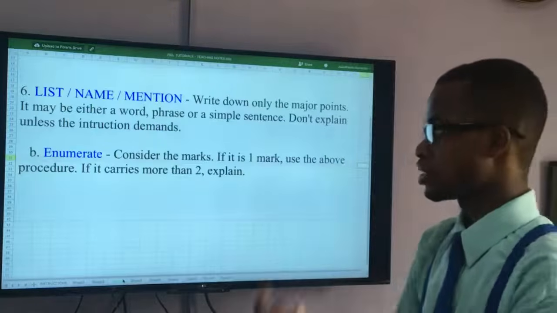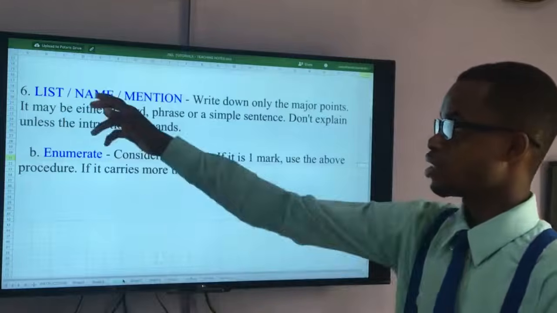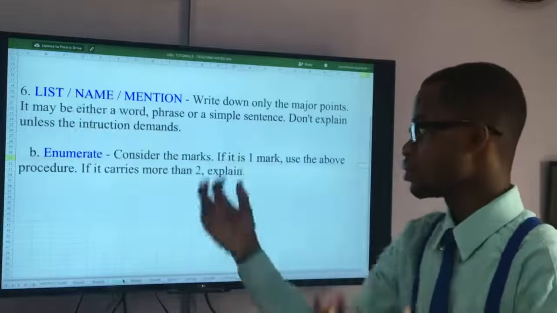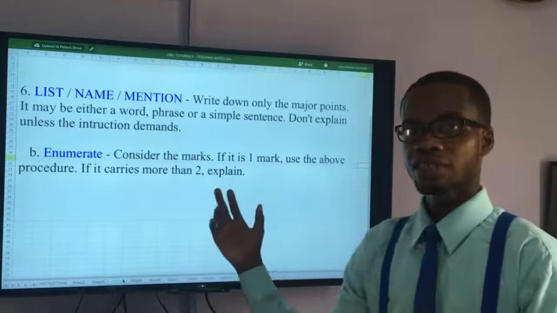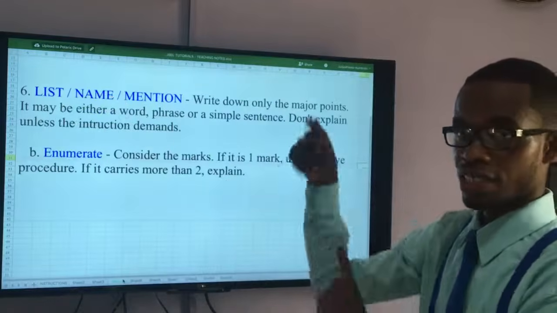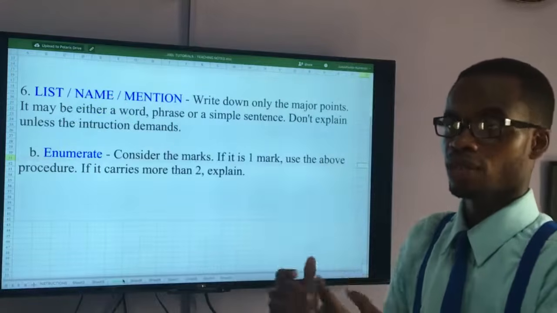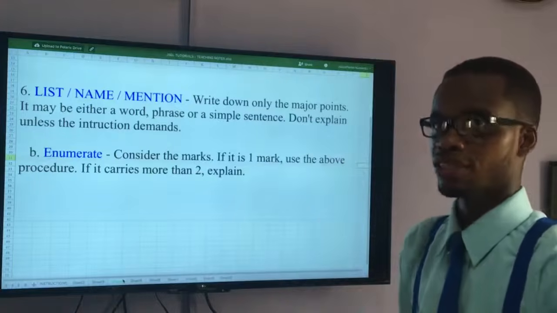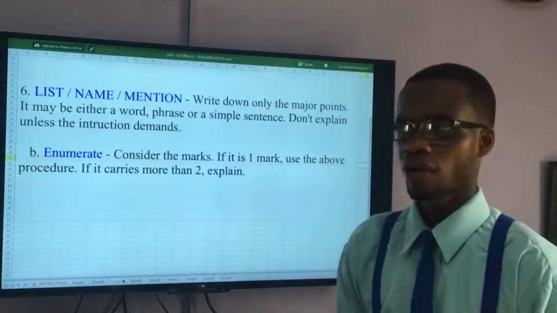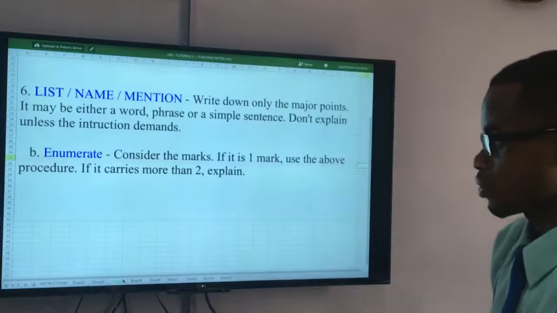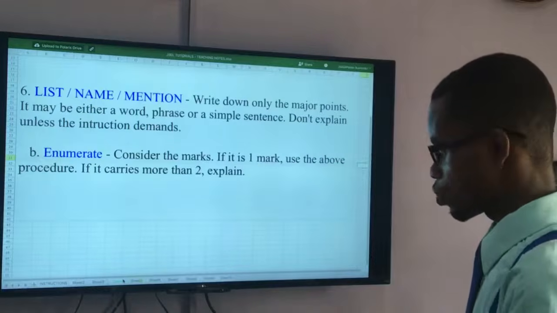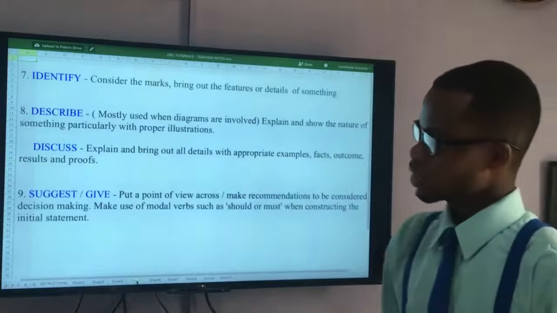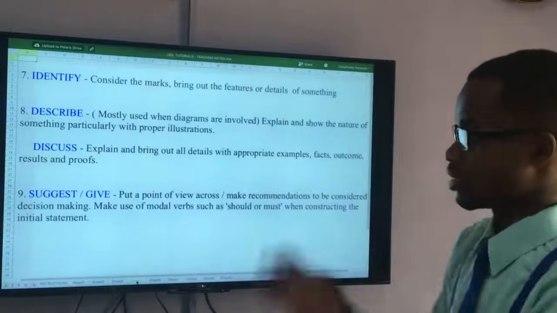Enumerate follows the same, so you can enumerate. If you have been asked to list, you can do the same. But sometimes if they add explain, then you remember we did explain, the second one. You have to go further, give the details, add the examples. So you elaborate on the point. That's what it is. So let's look at the last set. The last set has this. Students don't like these ones.